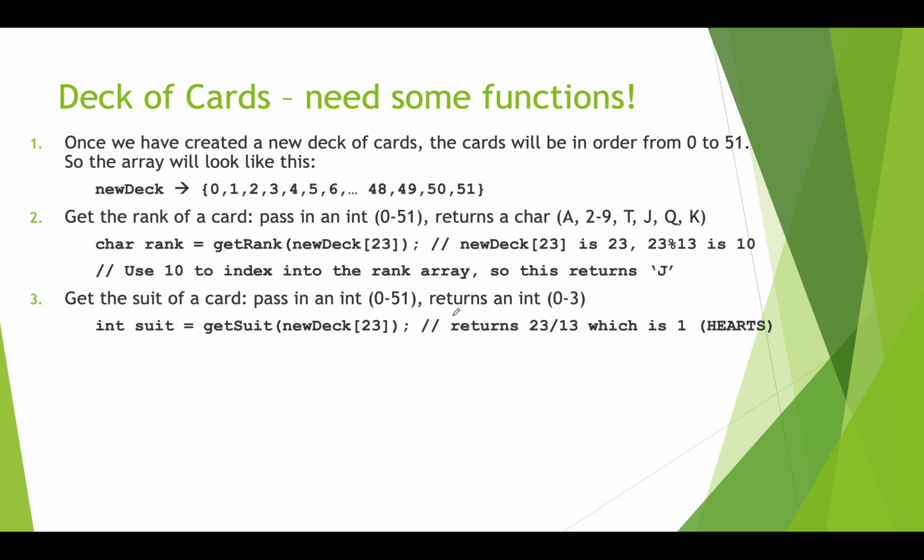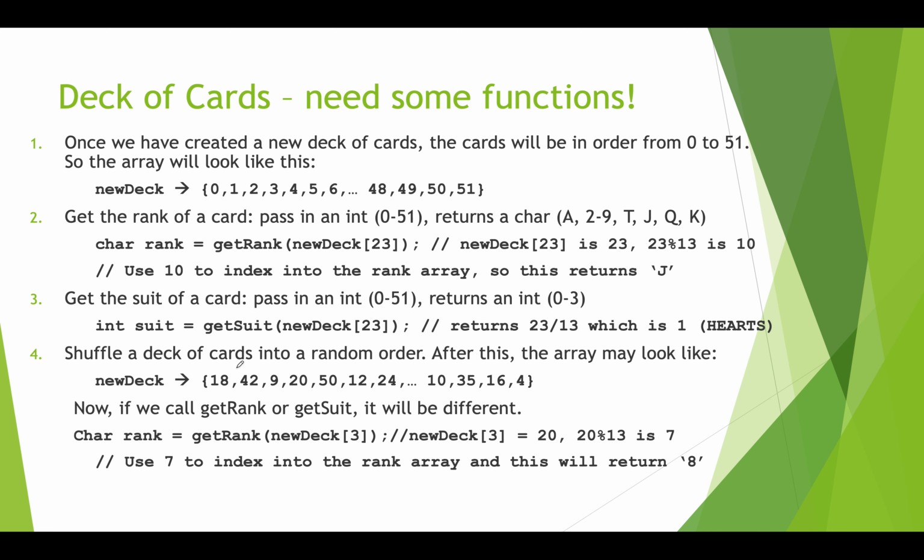Now we also need to be able to shuffle the deck. So if we shuffle the deck, our array might end up looking like this. So again, it's got the same number of elements in it, but they're all mixed up now. And then we can call get rank or get suit and it'll be different.